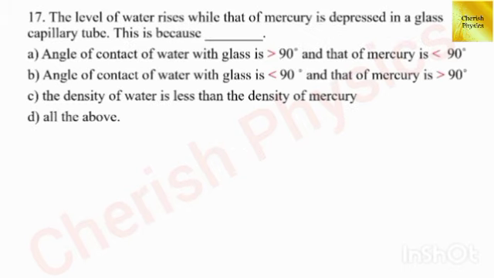17th question. The level of water rises while that of mercury is depressed in a glass capillary tube. This is because of dash. The answer is the angle of contact of water with glass is less than 90 degree and that of mercury is greater than 90 degree.